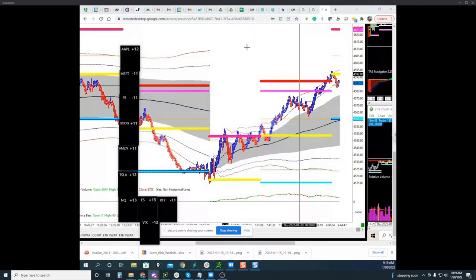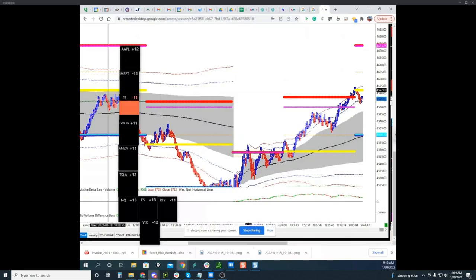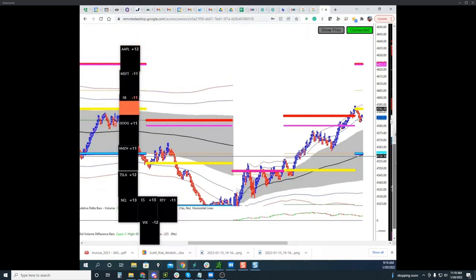You're not going to find a stronger edge in trading, period. Ever, in my opinion. And again, I've been doing this for a little bit of time. So let's take a look at these other ones to see where we're at.